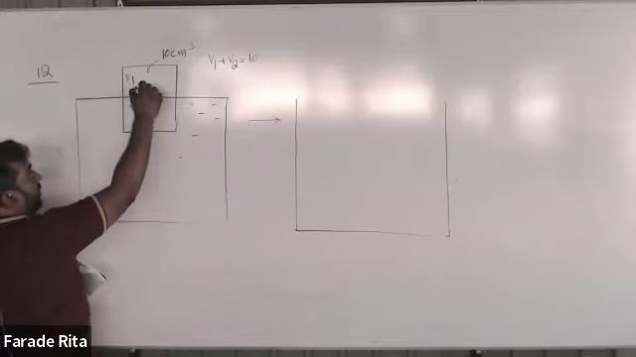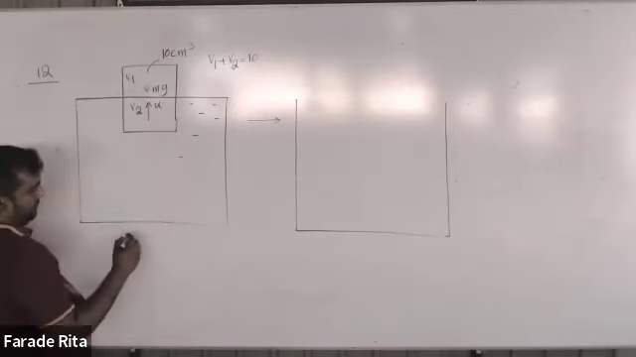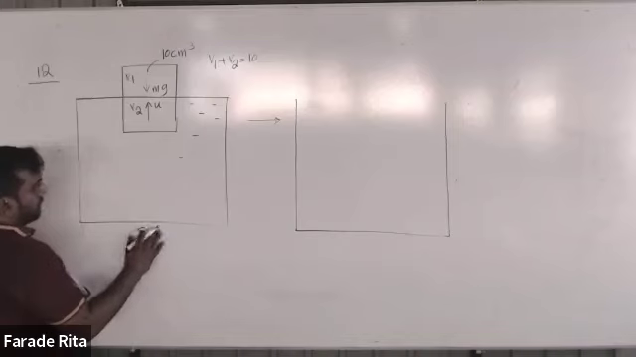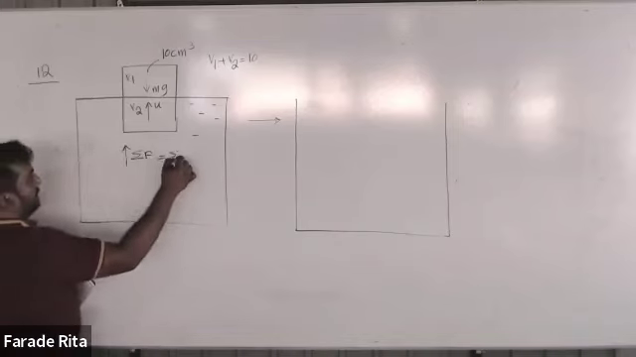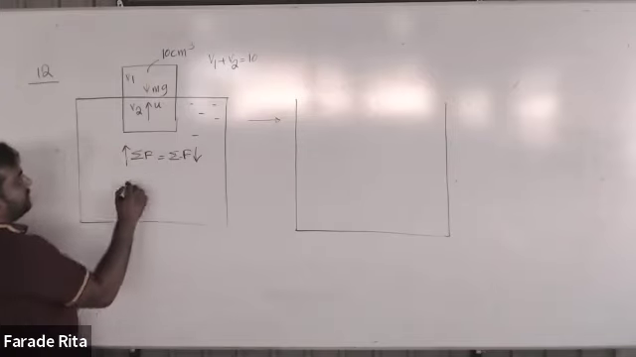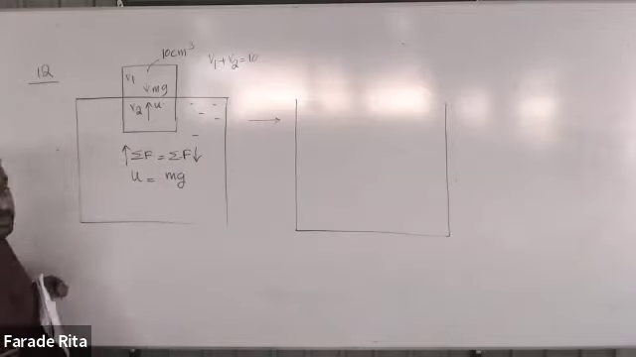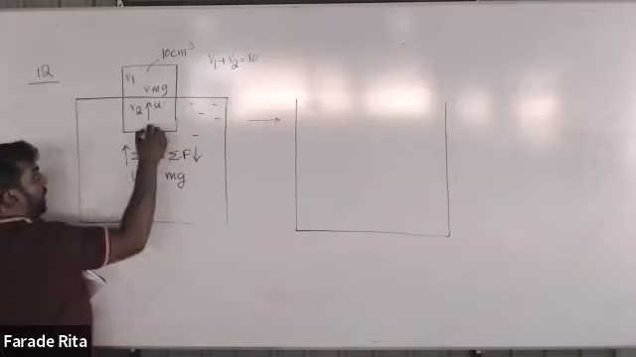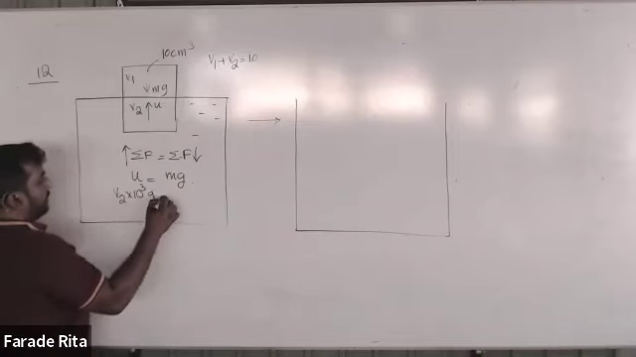First here, it's floating. Weight balances upthrust. Sum of forces in the upward direction balances sum of forces in the downward direction. Upthrust balances weight. Upthrust is submerged volume times density of water times g.